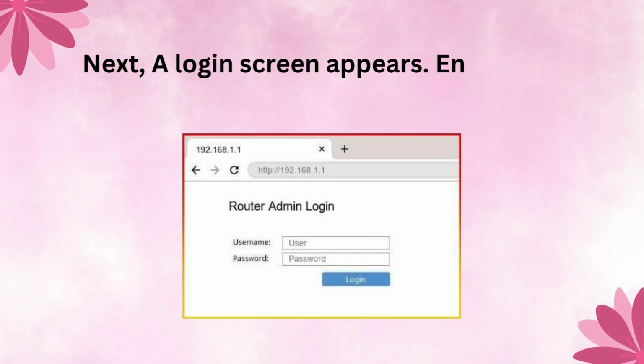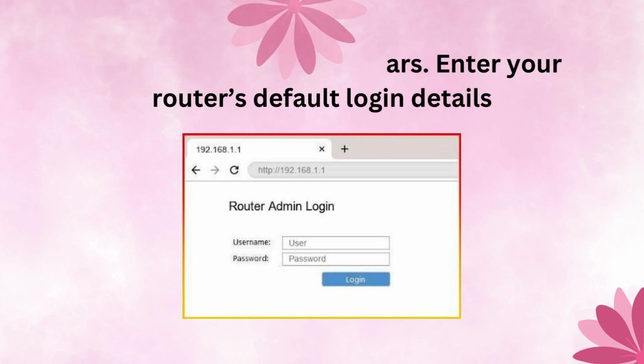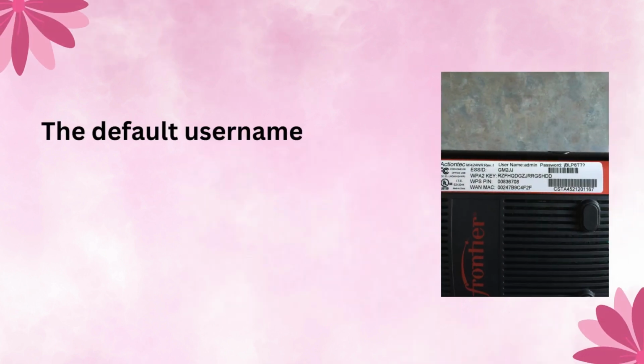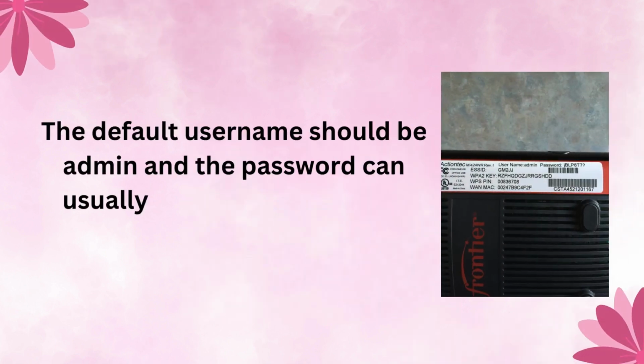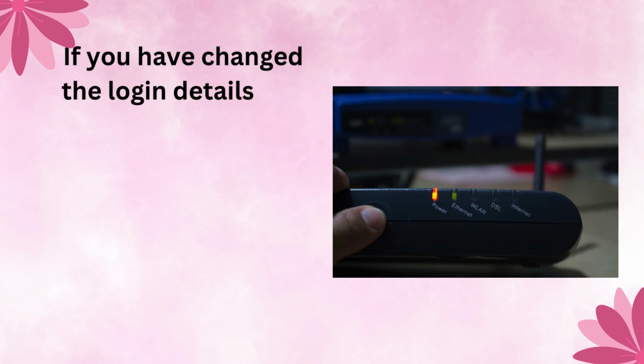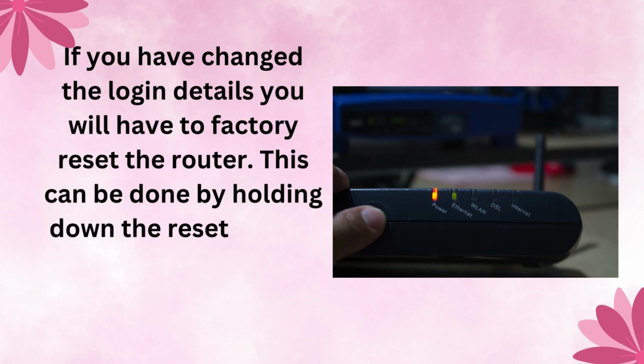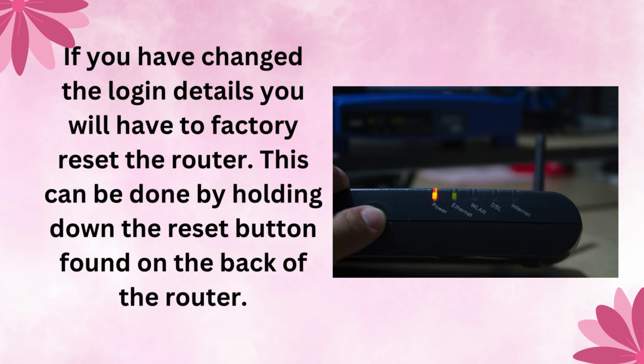Next, a login screen appears. Enter your router's default login details. The default username should be admin and the password can usually be found on a sticker attached to your router. If you have changed the login details, you will have to factory reset the router. This can be done by holding down the reset button found on the back of the router.